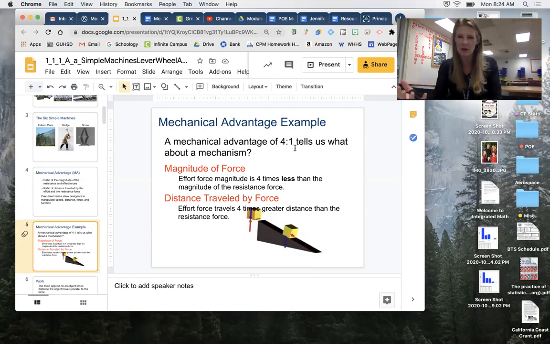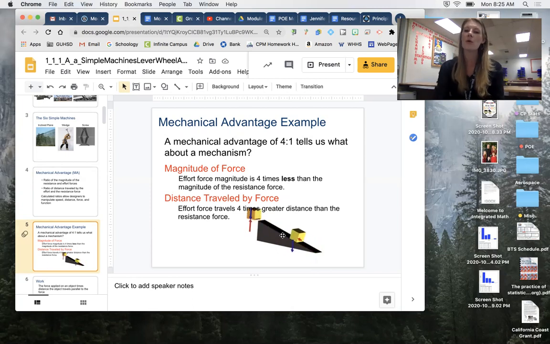Notice how that's a number bigger than 1, that's 4, but it's a 4 to 1. And what that tells us is that the effort force magnitude is 4 times less than the resistance force. Okay, so I've just decreased it by that much.